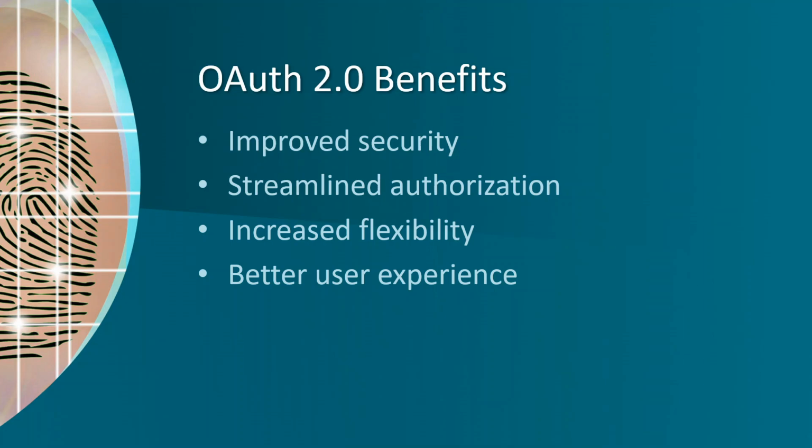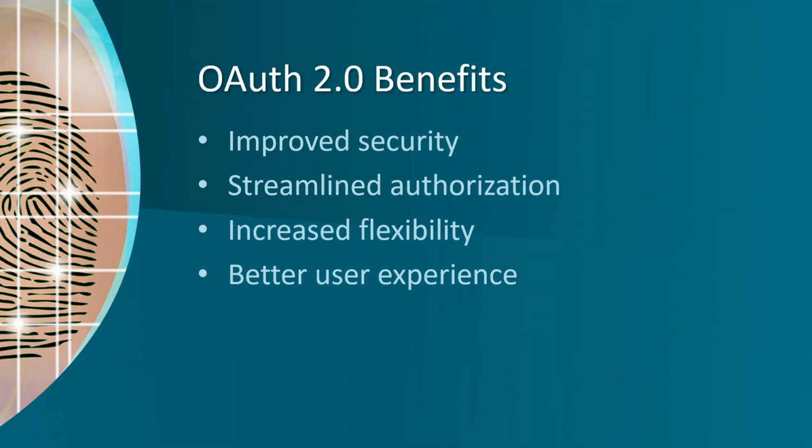Streamlined authorization. OAuth 2.0 simplifies the authorization process by allowing the users to grant access to resources with a single click, reducing the need for complex authentication and authorization mechanisms. Increased flexibility. OAuth 2.0 enables your organization to grant granular access to specific resources or APIs, providing greater control over who can access what data and services.